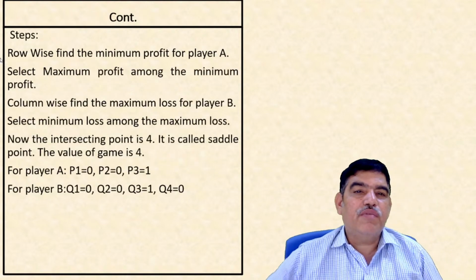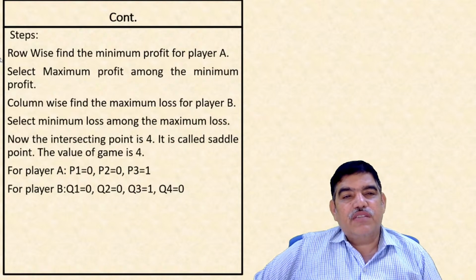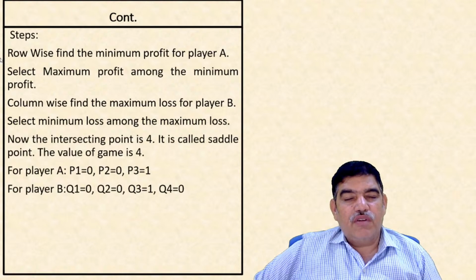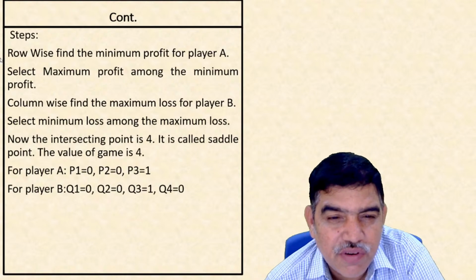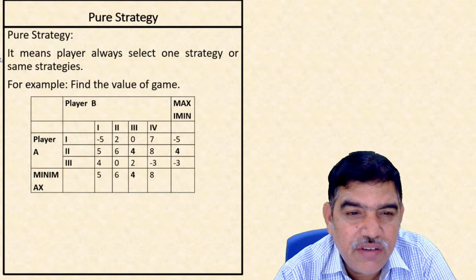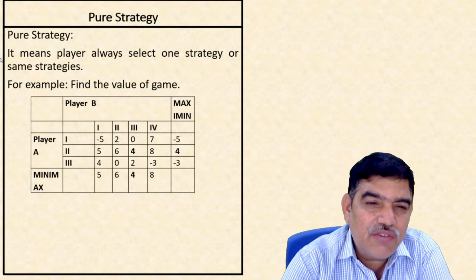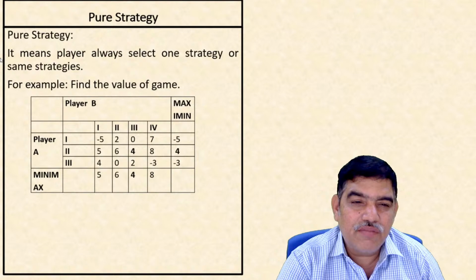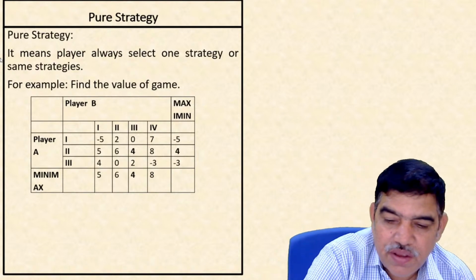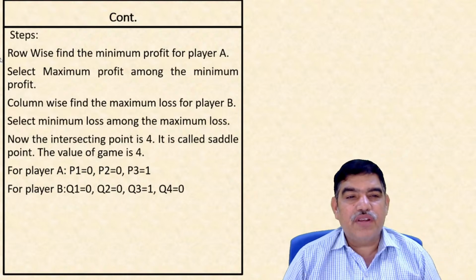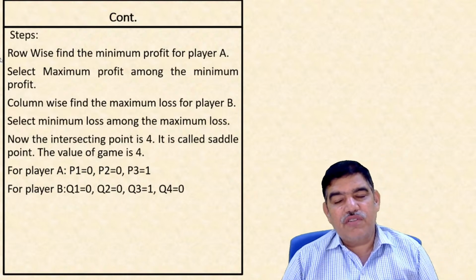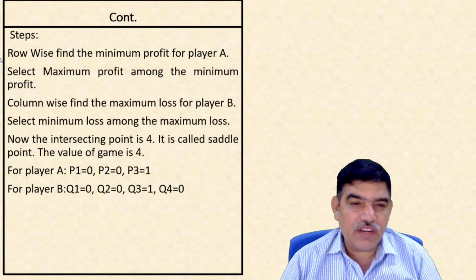Row wise find the minimum profit for player A. Select the maximum profit among the minimum profits. Column wise find the maximum loss for player B. Select the minimum loss among the maximum losses. Now the intersecting point is 4. Through the slide here, the intersecting point is second row, third column. The intersecting point is 4. Hence, it is called a saddle point. The value of the game is 4. How do we calculate the value of the game?